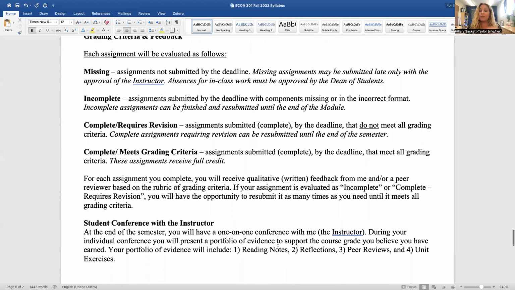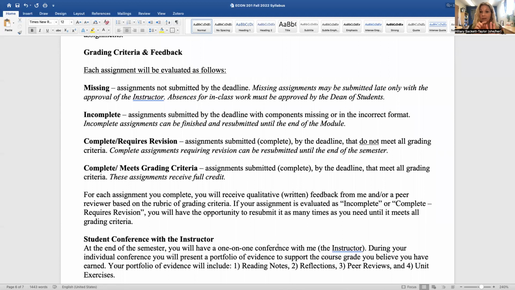So for each assignment, it'll be evaluated into one of these 4 categories: missing, incomplete, complete but needs revision, or complete and meets grading criteria. You'll receive this evaluation as well as some qualitative written feedback from either me or a peer reviewer in class that's based on a rubric of grading criteria that you've received in advance.